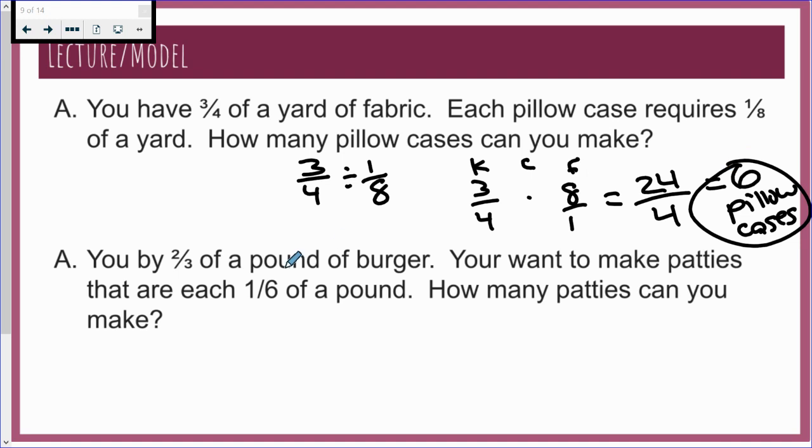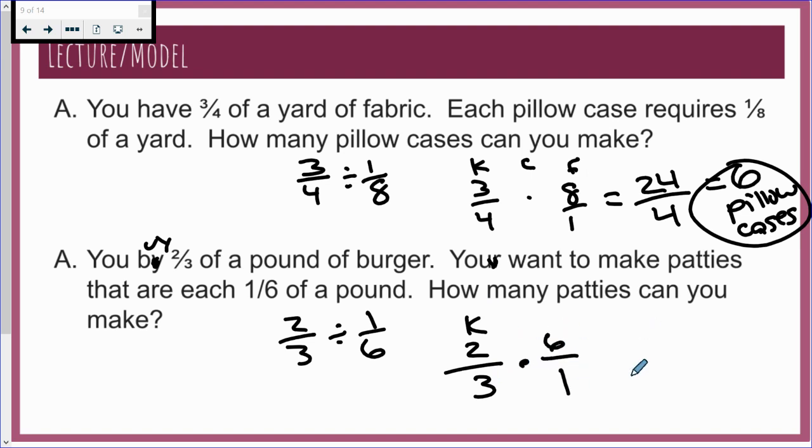All right, let's keep going. You buy 2/3 of a pound of hamburger. You want to make patties that are each 1/6 of a pound. How many patties can you make? And that should be BUY. Victoria's going to love this. So we have 2/3 and we are dividing into 1/6 groups. 2/3 is going to be my keep. Change to multiplication. 1 over 6 becomes 6 over 1. 2 times 6 is 12. 3 times 1 is 3. 12 over 3 is 4 patties.